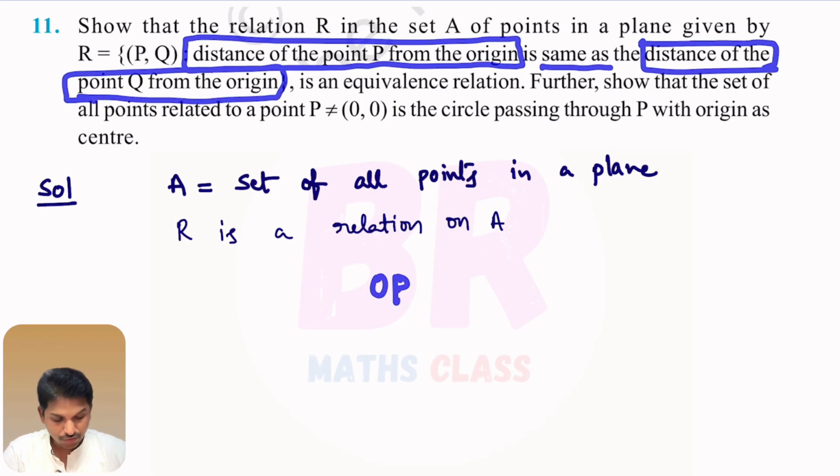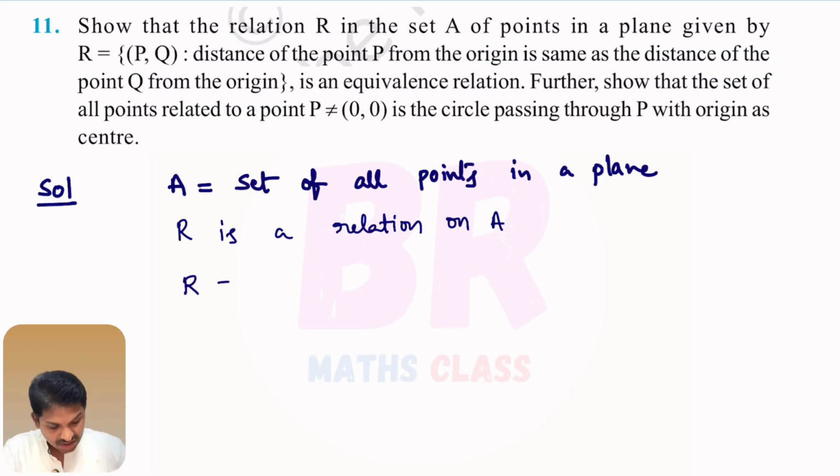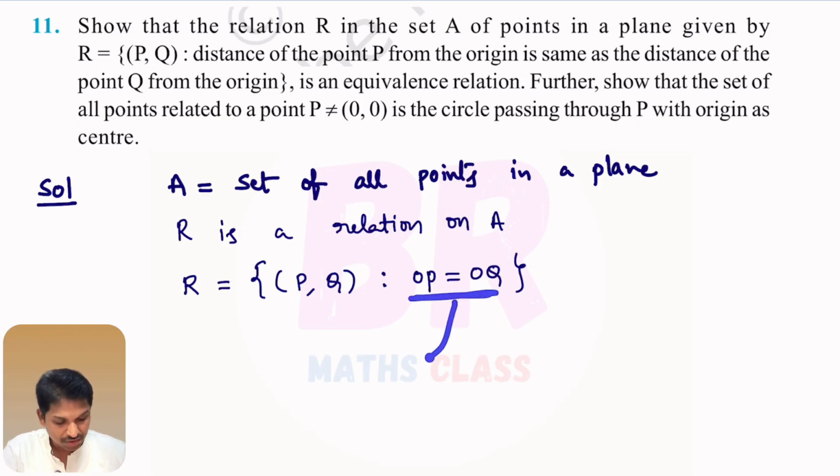The distance of Q from origin is OQ. OP is same as OQ, they given. So I'll write this relation, to understand it a bit easier, like this. There are 2 points P comma Q which are related when OP equal to OQ. If OP equal to OQ, then P comma Q are related to each other.